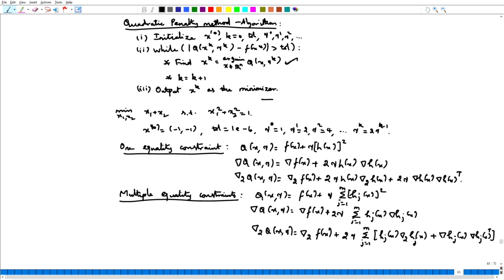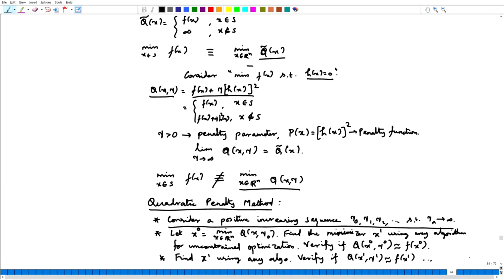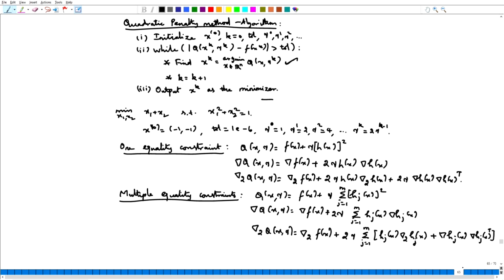Okay. So, yeah, this is just plain differentiation, right. So, nothing great, and you can recall from the last class that we mentioned that q needs to be differentiable, right. So, we have achieved that here, whether it is one equality constraint or multiple equality constraints.